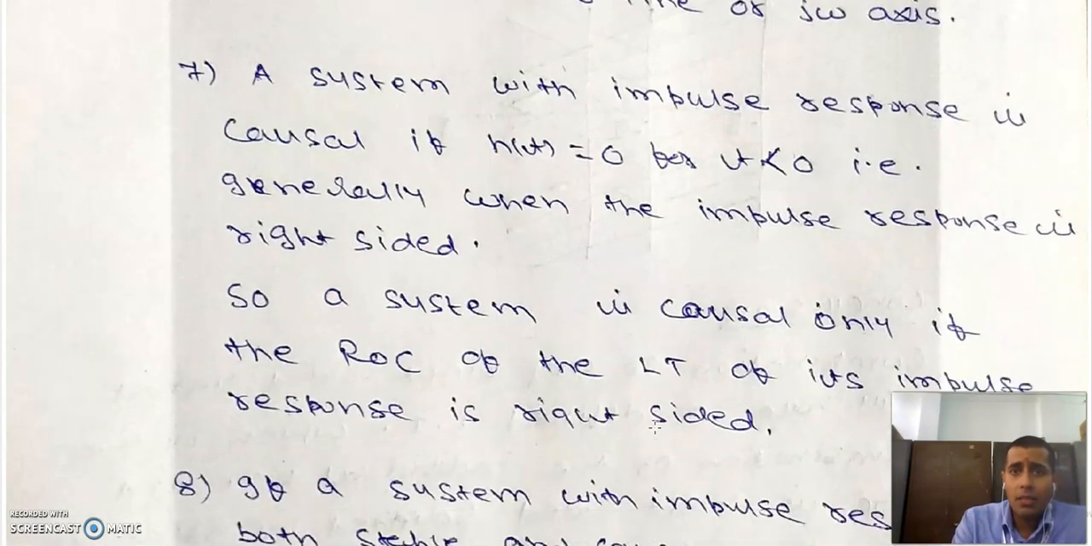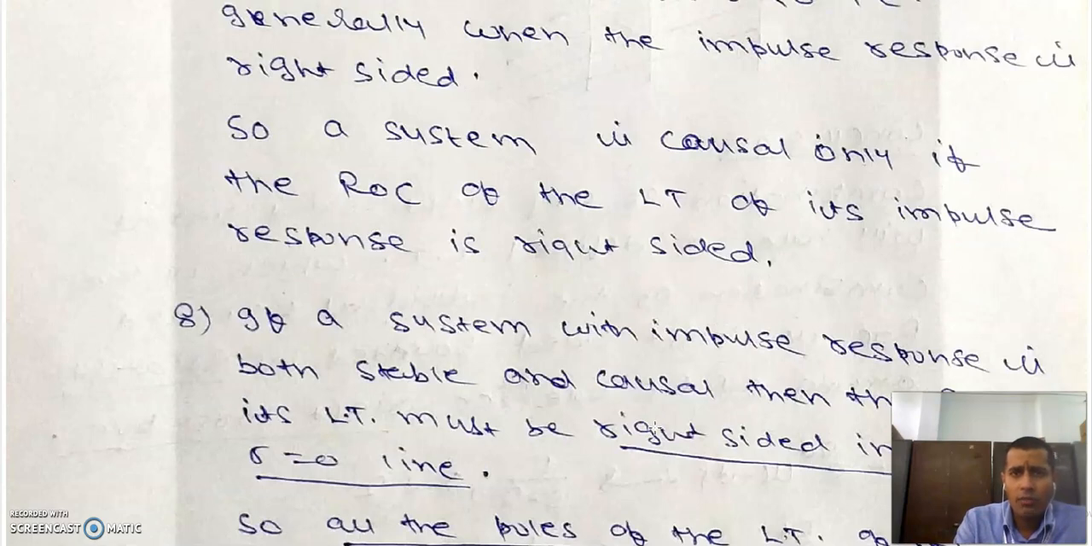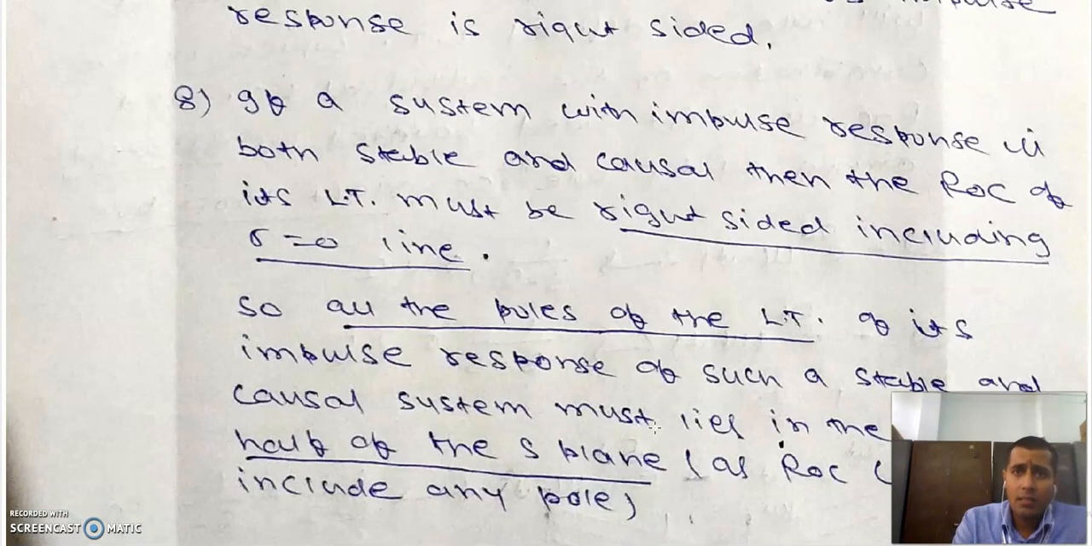A system with impulse response h(t) is causal when its impulse response is 0 for t less than 0, that is, when the impulse response is right sided. So a system is causal only if the ROC of the Laplace transform of its impulse response is right sided. If a system is both stable and causal, then the ROC of the Laplace transform must be right sided, including the sigma equal to 0 line.